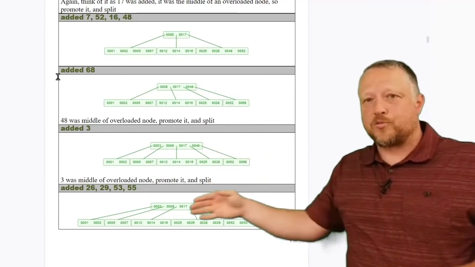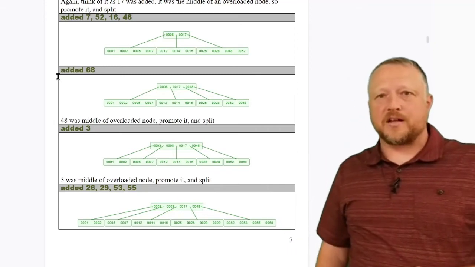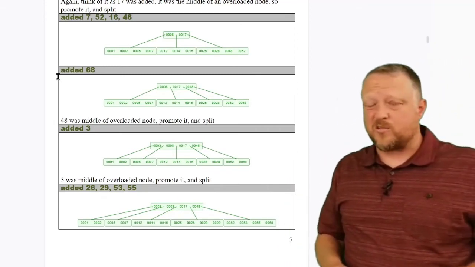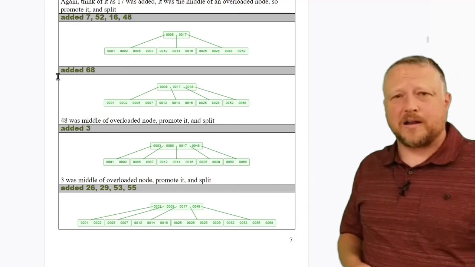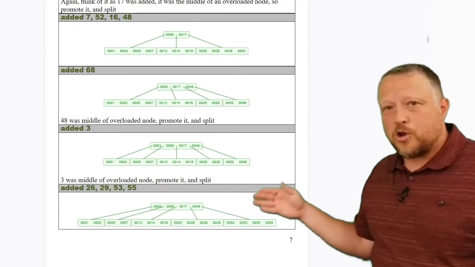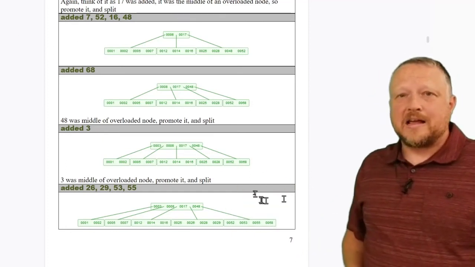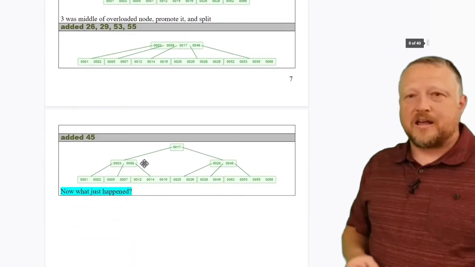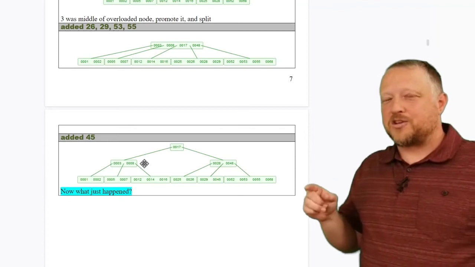So we're going to add 3, and 3 got sent all the way to the left-hand side. And then we're going to add our 29, 26, 53, 93, 55. Wow, I can't even read here. But anyway, there's no real big changes with that. So that's the good news. And then the last one added was 45. And darn if I just didn't mention that.